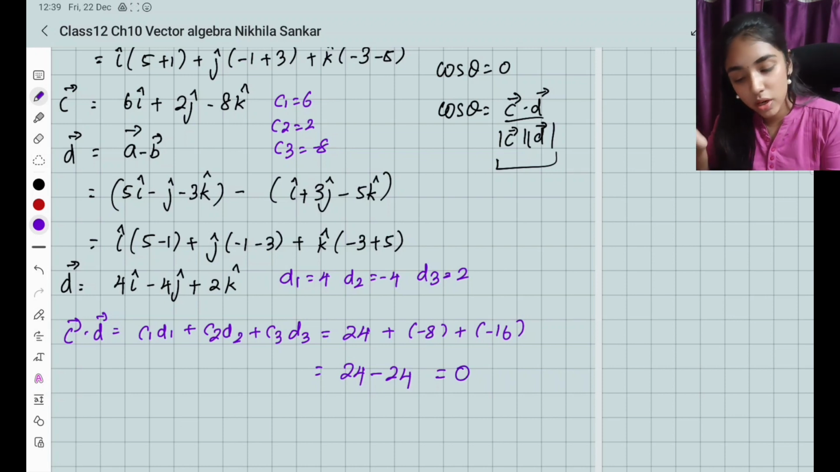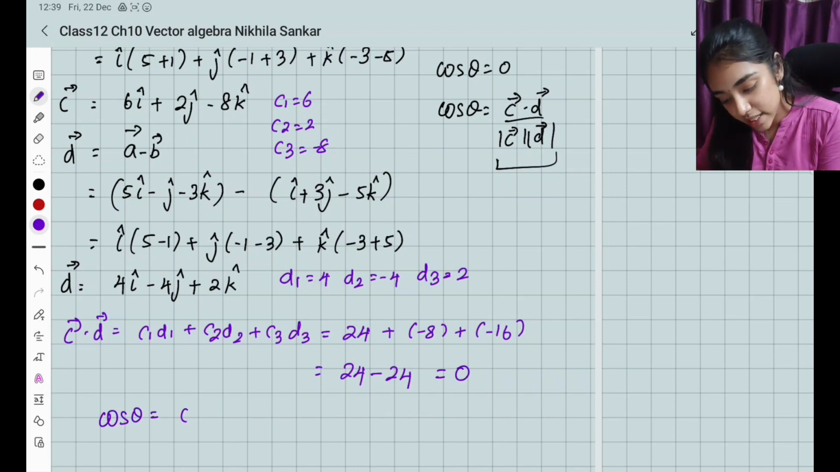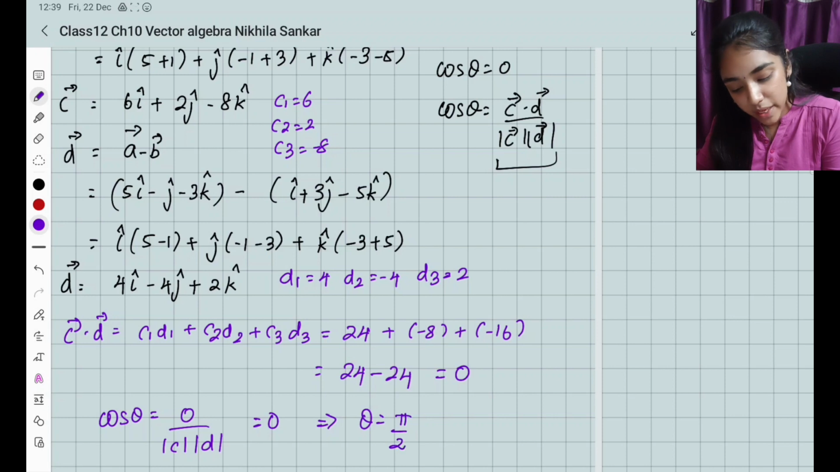இப்போ நான் mod C mod D கண்டுபிடிக்கவே வேண்டாம். I see that cos theta equals 0 divided by the mod of C times mod of D, which is going to be 0. So I see that theta equals pi divided by 2.